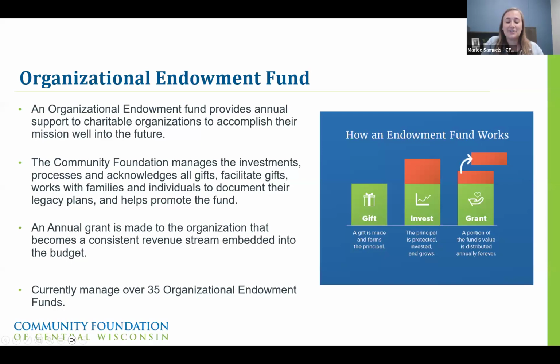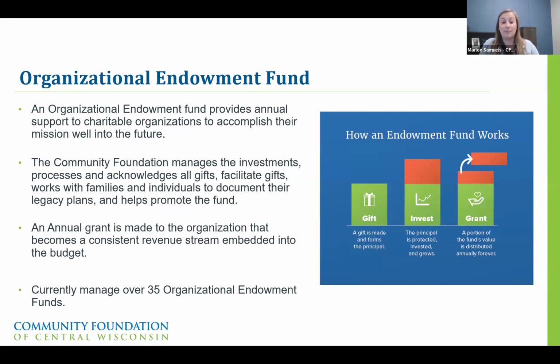An organizational endowment fund provides annual support to an organization to accomplish their mission well into the future. This is a specific strategic tool that our community has the opportunity to be a part of for donors to put money into an endowment fund, and then the organization begins to see that annual grant every year.